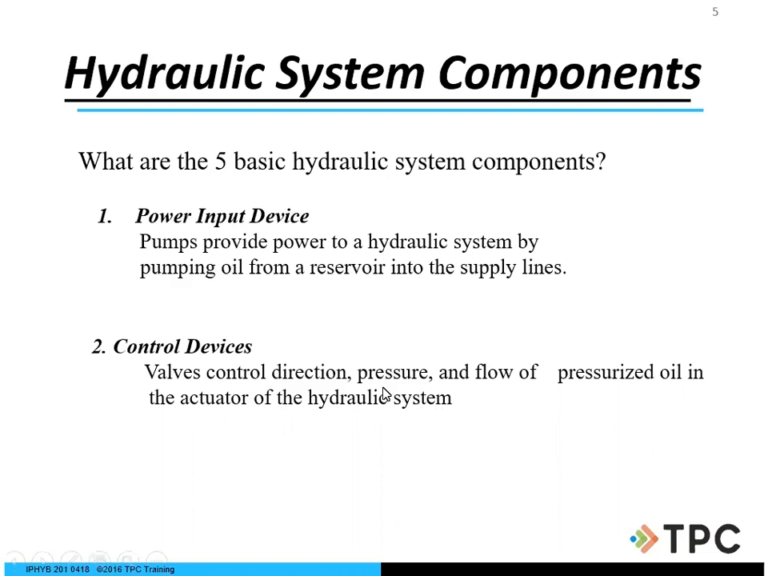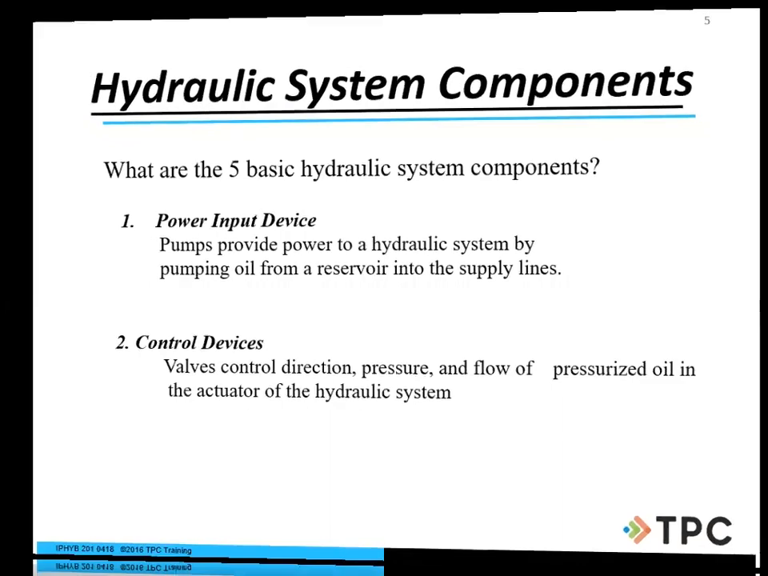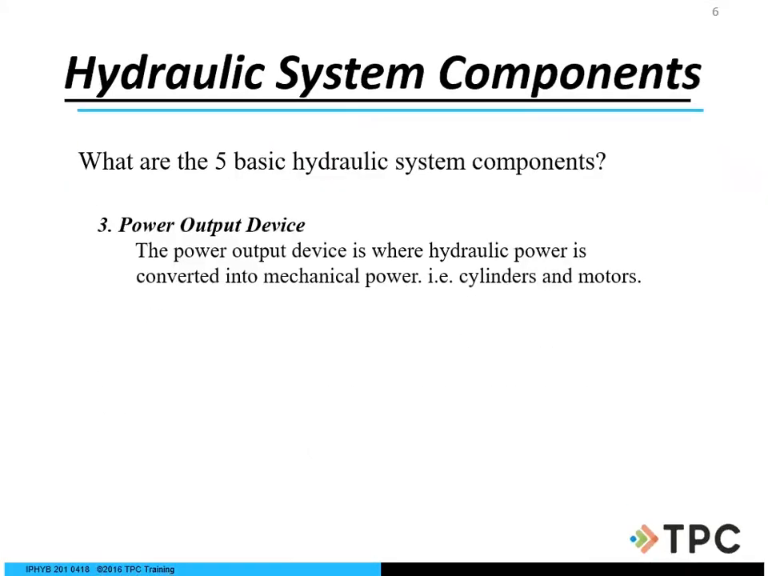What is the amount of pressure that I need? Again, we need to look at some of these formulas: pressure, mass, acceleration, the force required. So the flow of pressurized oil in the actuator to move that particular load. That's what we want to know. That's part of our control devices. Then we have our power output device. The power output device is where hydraulic power is converted into mechanical power. So that is our cylinders and motors.